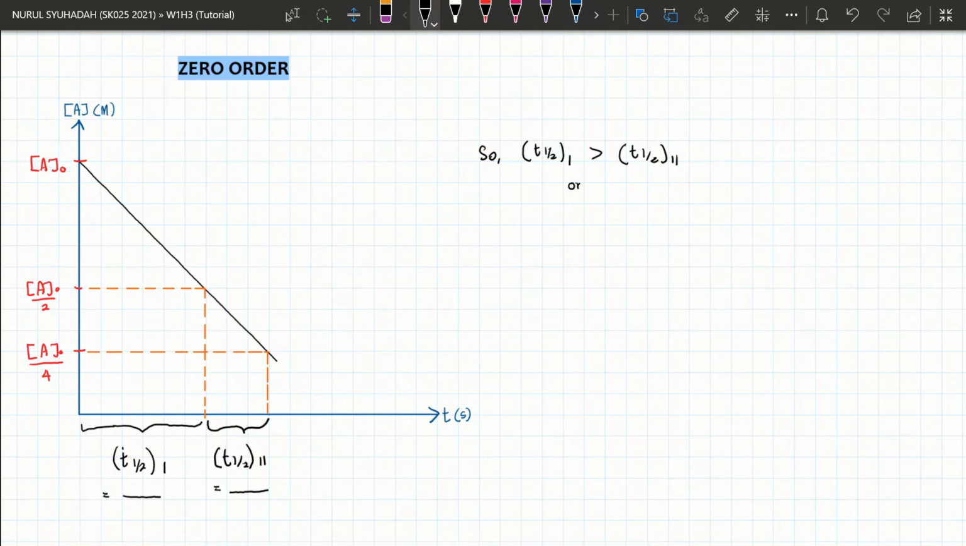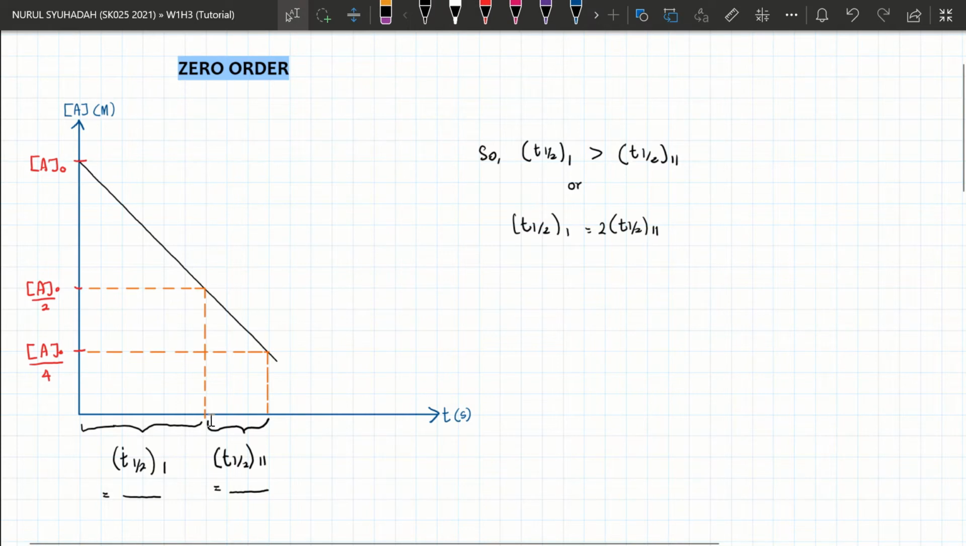So you put or, where we have the first half-life here is actually twice the value of the second half-life. So 2 times the second half-life. Okay, because when you look at the value, for us to say that it is a zero order reaction, the first half-life must be at least twice the value of the second half-life.